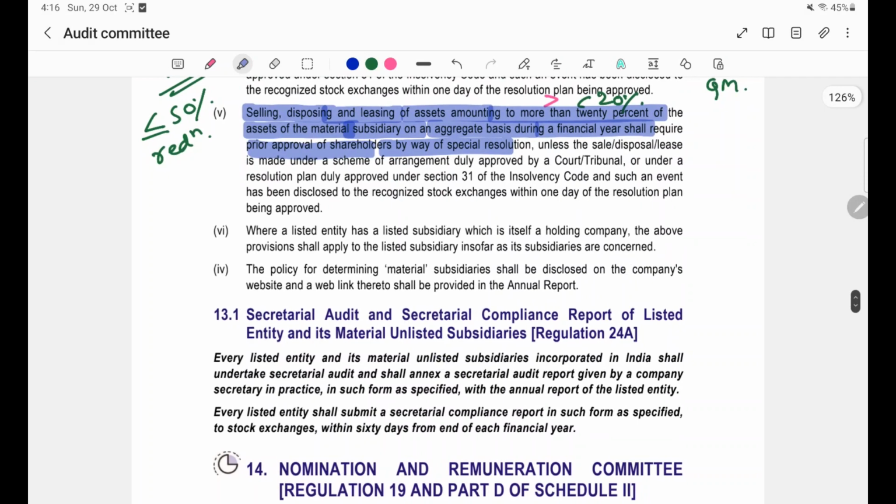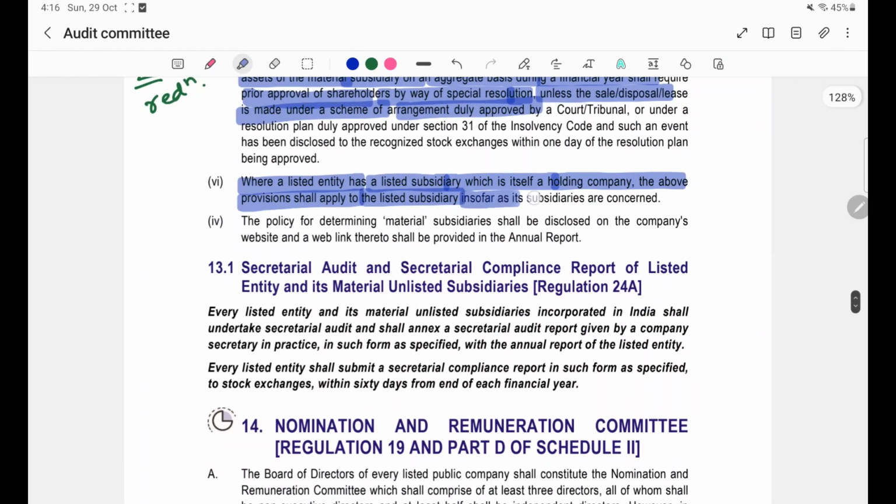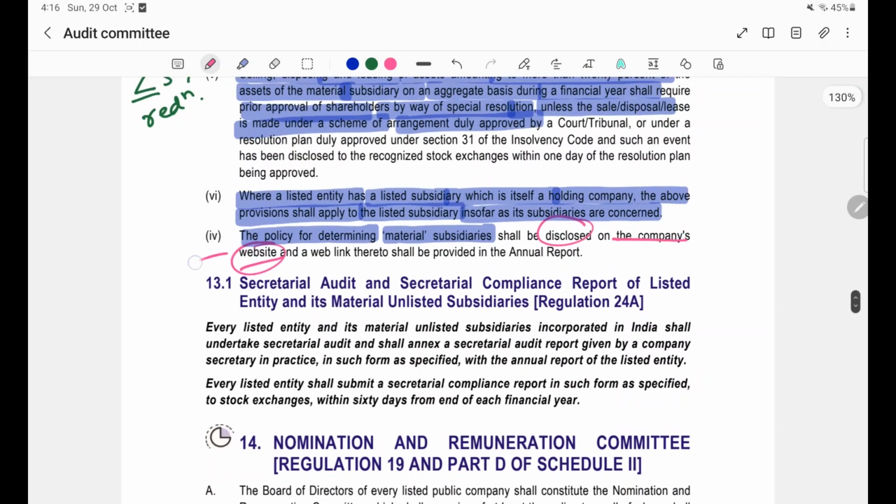So it will require prior approval of shareholders by way of, again, what? Special resolution. Now, where a listed entity has a subsidiary which is itself a holding company, the above provision shall apply to the subsidiary in so far as its subsidiaries are concerned. The policy for determining material subsidiary shall be disclosed on the company's website. So again, we saw this in code of conduct, vigil mechanism, and now we are seeing it in case of material subsidiary. Shall be disclosed on website and a web link thereto shall be provided in the annual report.